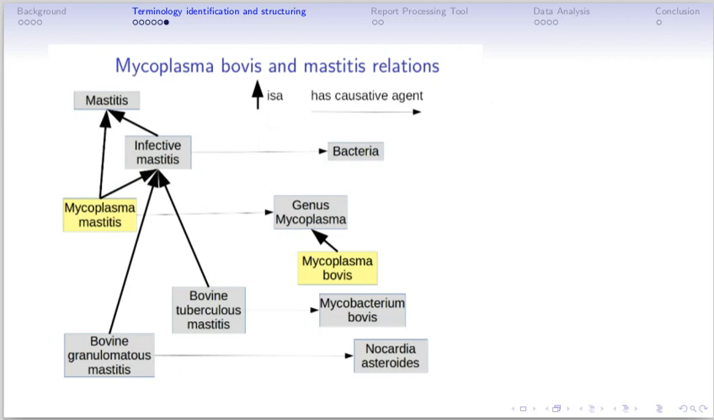In a few cases, the relationship between concepts can be deduced only indirectly. For example, the UMLS has a relationship called causative agent. Through this relationship, it is possible to infer a connection between the infectious agent Mycoplasma bovis and the disease mastitis. You could read this picture as meaning Mycoplasma bovis is a type of mycoplasma, and Mycoplasma bacteria are known to cause mastitis.